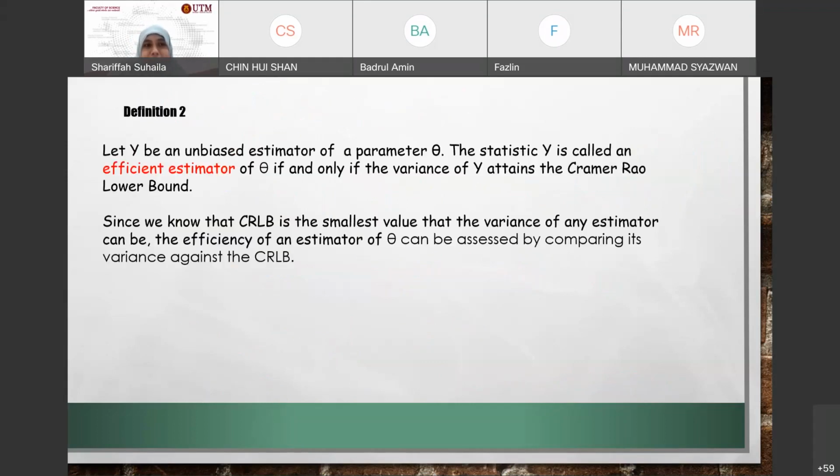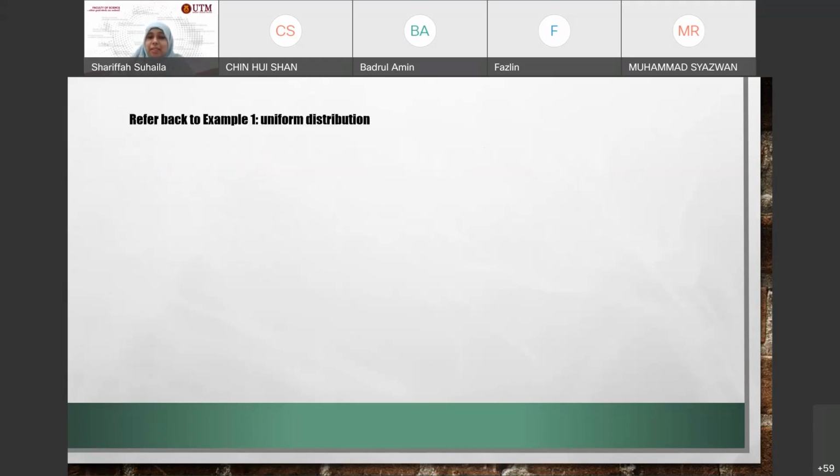So, okay, second definition. Okay, definition tadi sama ya. Kita nak buktikan dia adalah unbiased minimum variance estimator ataupun efficient estimator di mana variance y ni attains the Cramer-Rao lower bound. Okay. So since we know that CRLB is the smallest value that the variance of any estimator can be, the efficiency of an estimator of theta can be assessed by comparing its variance against the Cramer-Rao lower bound. Okay, tapi syarat yang pertama tu dia adalah unbiased. Okay, macam mana kalau kita nak buat untuk example uniform distribution ni?